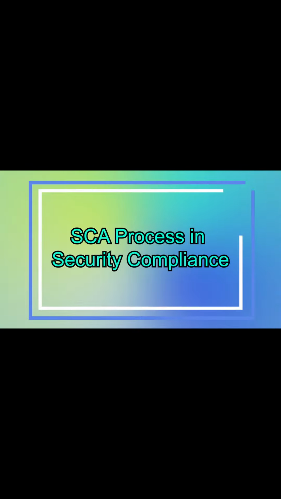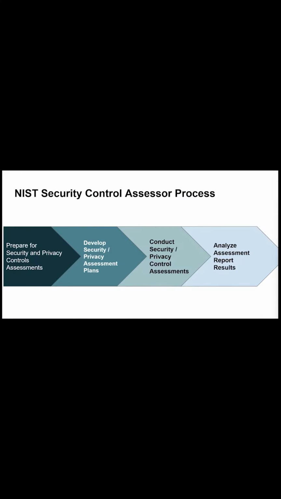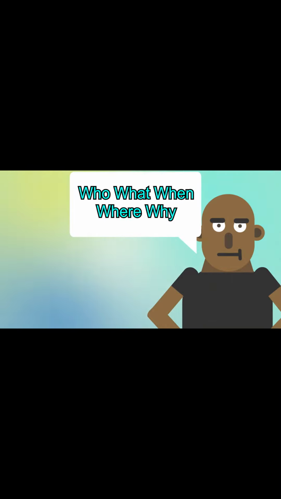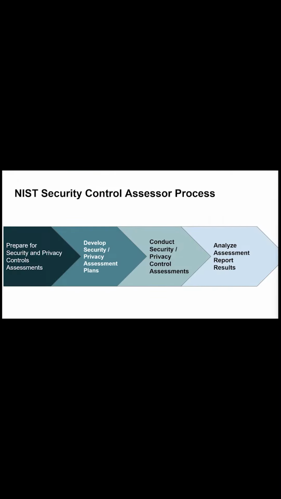The NIST security control assessment process goes a little something like this. First, you're going to prepare. This is a preparation for the organization and a preparation for the control assessor themselves to look at the security control and privacy controls for the organization. What are the requirements for the organization? What will need to be done? All this needs to be hammered out. The who, what, when, where, and why needs to be hammered out, the requirements before the assessment is put together, before it's developed.